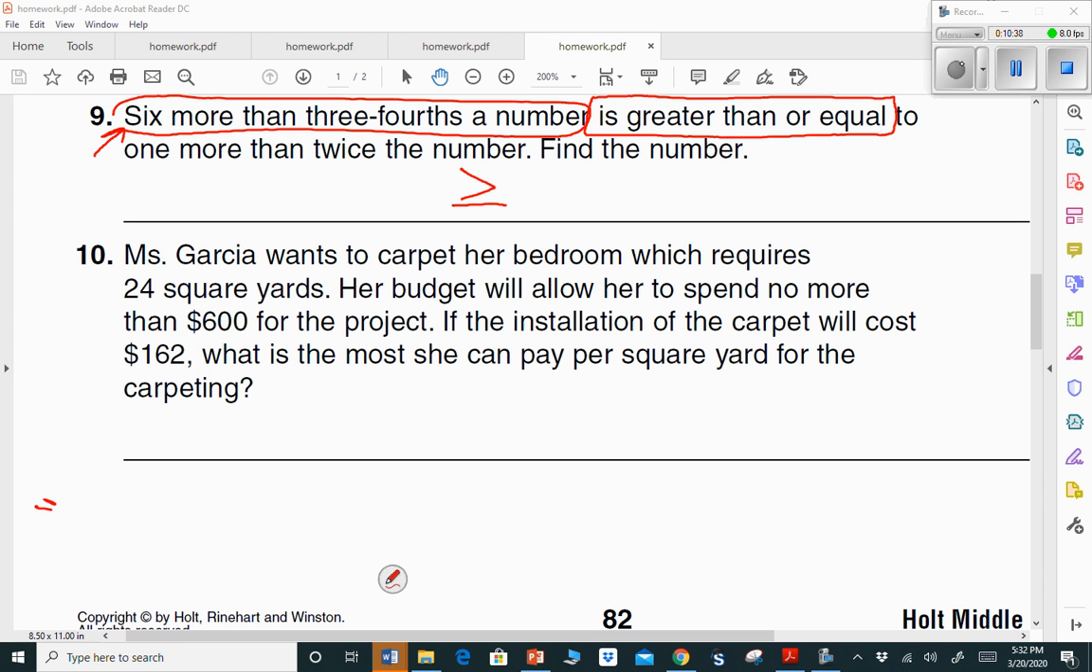So let's look at that. 6 more than something is going to be plus 6. 6 more than 3/4 a number. A number is x, and 3/4 a number is 3/4 x. So let's see if that makes sense here. 6 more than 3/4 of a number is greater than or equal to 1 more than, add 1, twice the number. So it's that same number. There's the number. Twice the number is that.